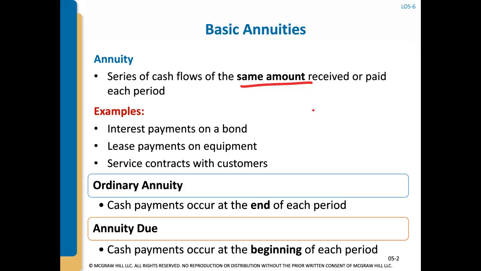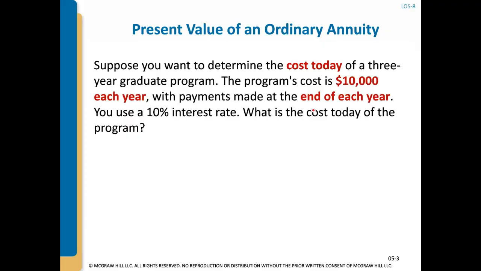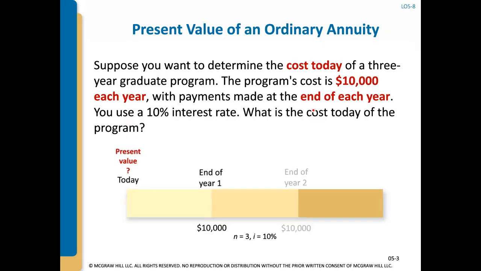We will still need to know, for the present value of annuities, there's the present value of an ordinary annuity, which is when payments occur at the end of each period. And then there's the present value of an annuity due, which is when cash payments occur at the beginning of each period. So let's talk about an example of a present value of an ordinary annuity.